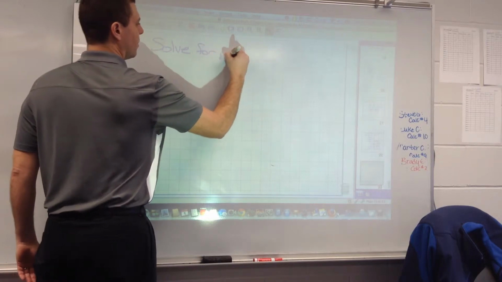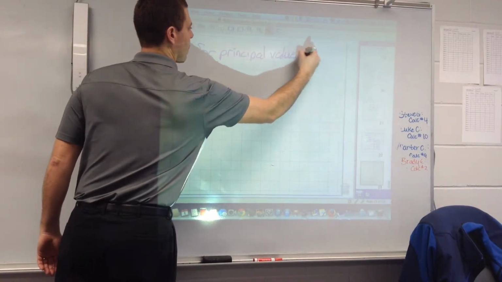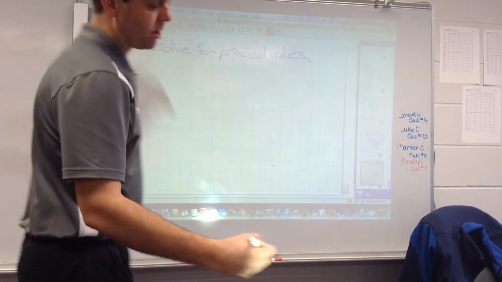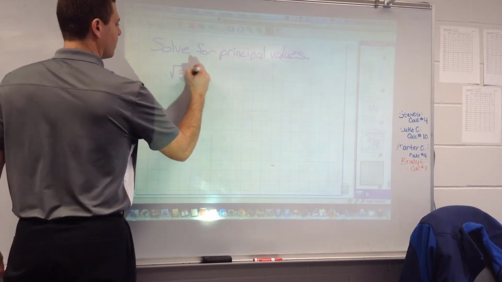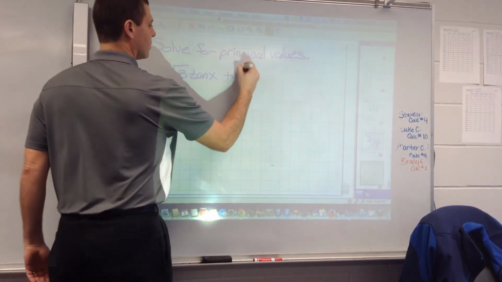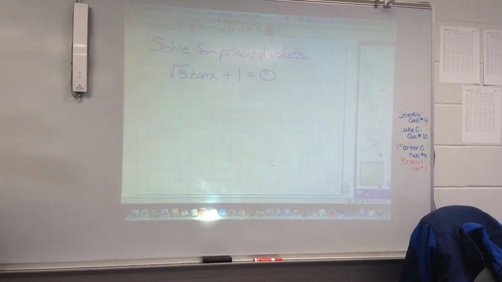Solve for principal values. Okay. And we'll go root 3 times the tangent of x plus 1 equals 0. Root 3 times the tangent of x plus 1 equals 0. Pretty easy solve, again. So what do you do?